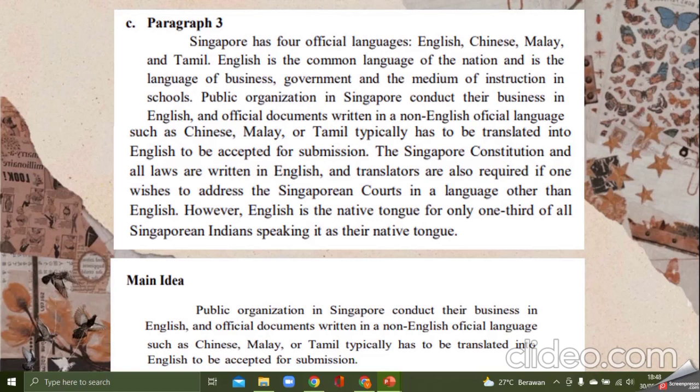Main idea: Public organizations in Singapore conduct their business in English, and official documents written in a non-English official language such as Chinese, Malay, or Tamil typically have to be translated into English to be accepted for submission.